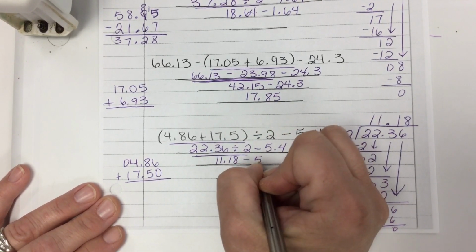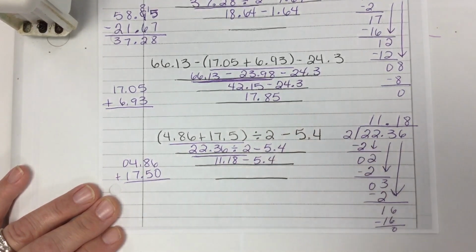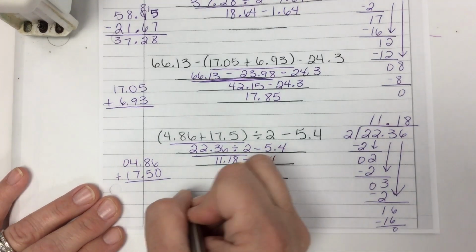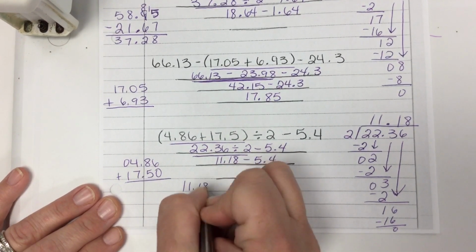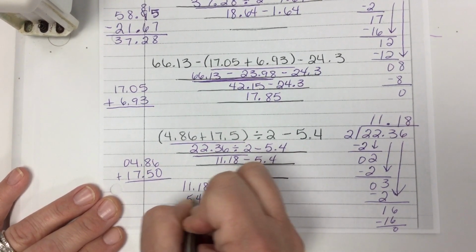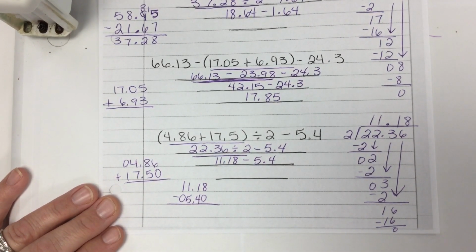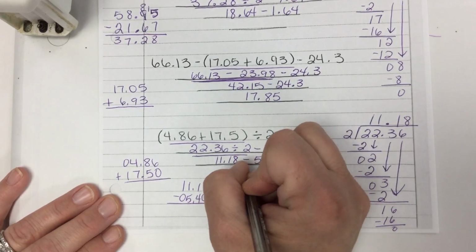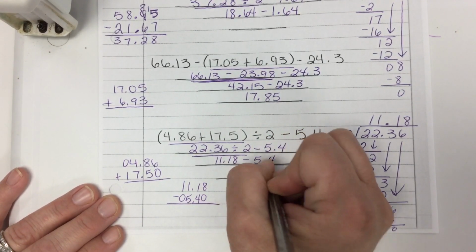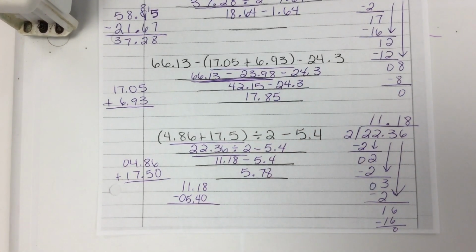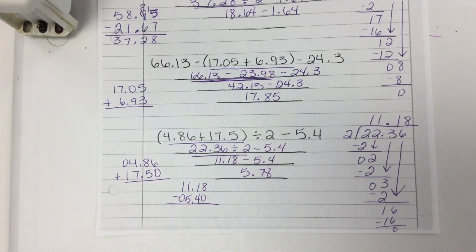Bring down the 5 and 4/10 and the subtraction sign. Fill in the holes and subtract. And your final answer is 5 and 78/100. Okay, make sure you follow this all the way to the end so that you can get credit.